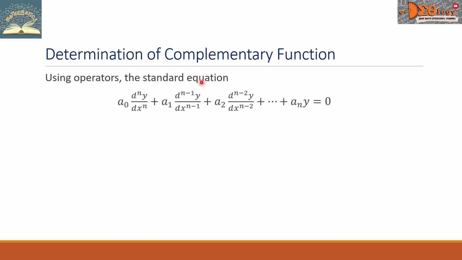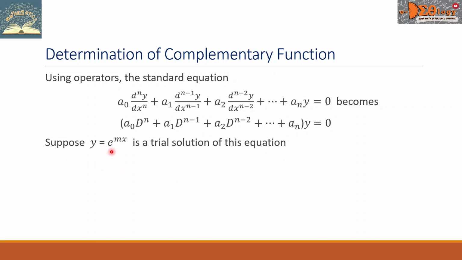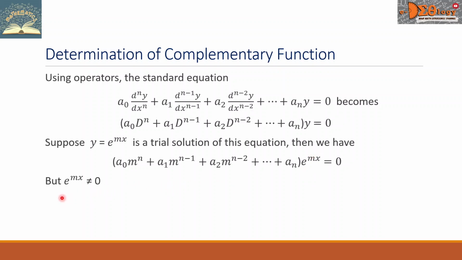Using operators, the standard equation is written here. Well, we see that the right side is 0, becomes this equation when we use the operators, that is the capital D, respectively. Suppose y is equal to e raised to mx is a trial solution of this equation. Then we have this new equation, whereas the capital D is changed into m, and this y here is changed into e raised to mx. But we say that this e raised to mx is not equal to 0. Therefore, this equation inside the grouping symbol, we can put it out equals 0.